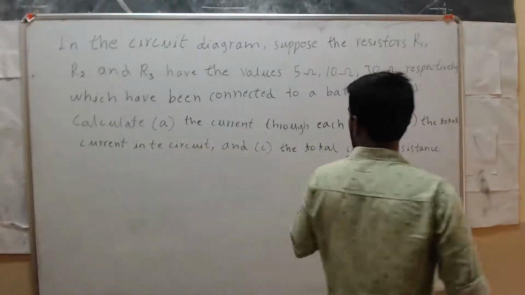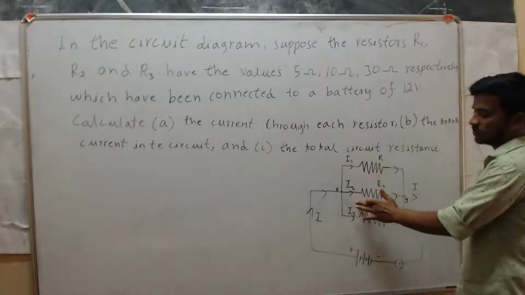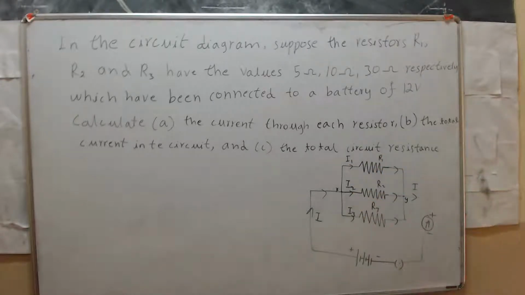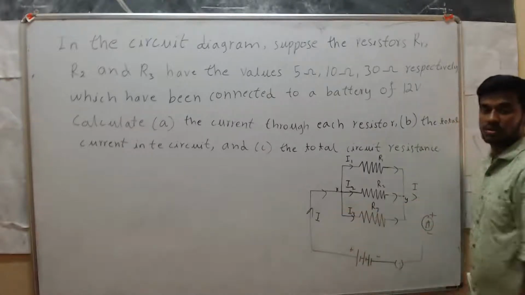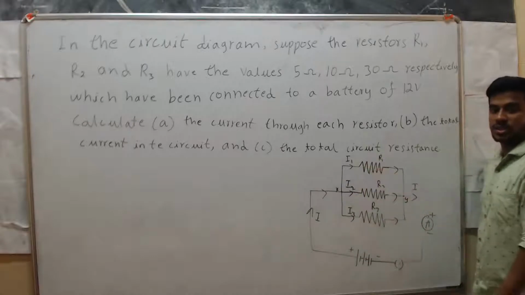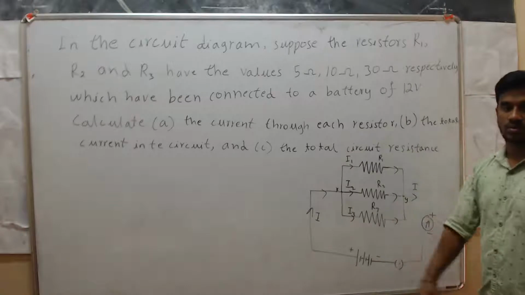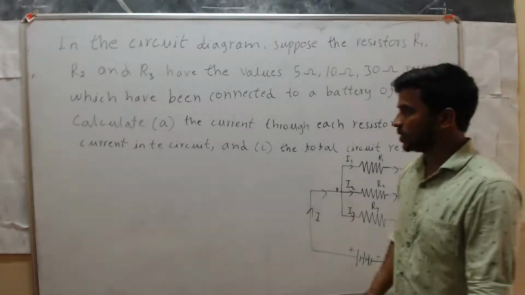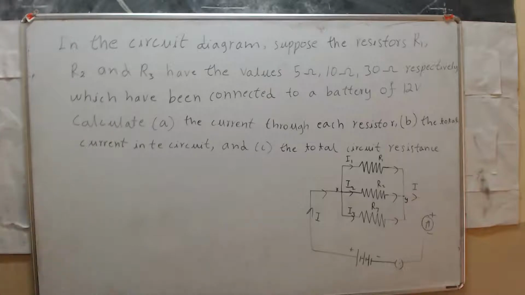So here we need current through each resistor, that is I1, I2, I3, and we need I also, the total current in the circuit. Then total resistance in the circuit. Yes, a simple one. Find the solution for this question and put your answer in the comment box.